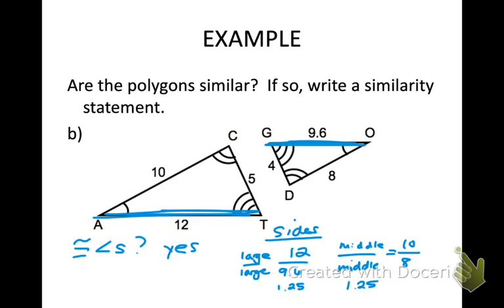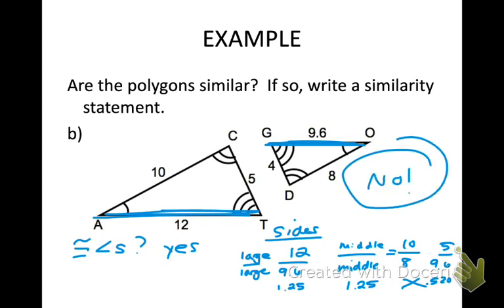So far so good. So now let's do the smallest. 5 compared with 9.6. Oops. 5 divided by 9.6 is 0.520. Okay, so no, these are not similar to each other. We do not have proportional sides. All three sides would need to be proportional.